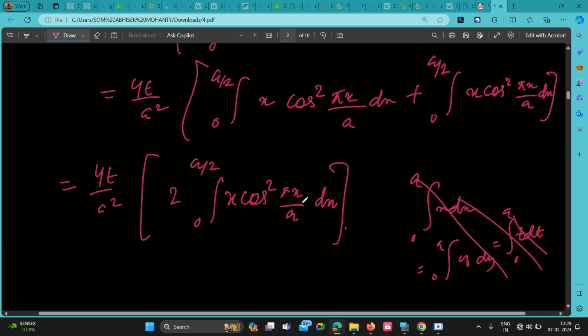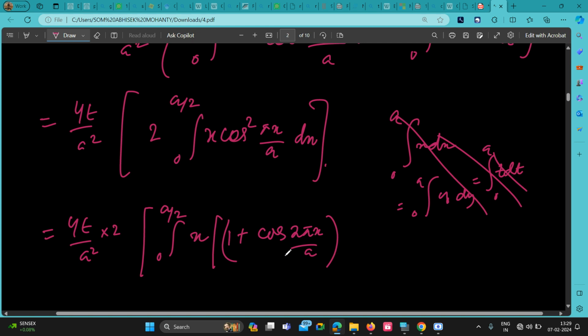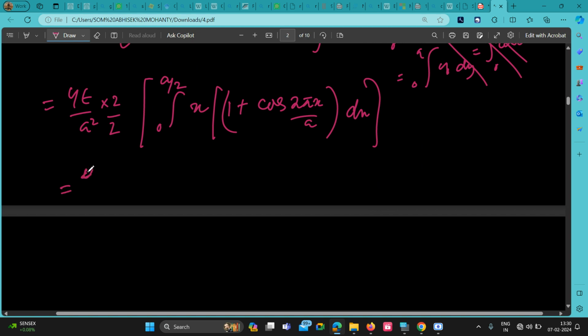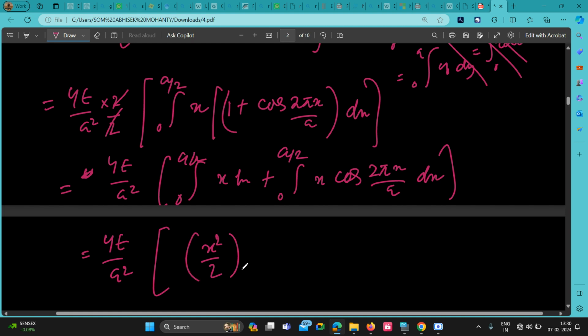Now the integration of it. What is the integration? We know cos square is how much? 4 epsilon by a square, 2 comes out. Cos square is 1 plus cos 2 pi x by a, whole divided by 2. I will take that 2 outside. So this can be 4 epsilon by a square times the integral from 0 to a by 2 of x dx plus the integral from 0 to a by 2 of x cos 2 pi x by a dx. This first part is x square by 2, from 0 to a by 2.